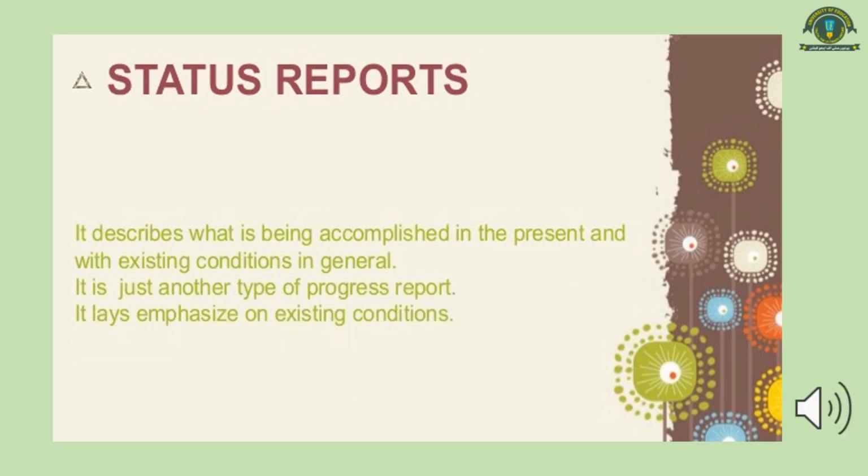Students, the next is status reports. It describes what is being accomplished in the present and with existing conditions in general. It is just another type of progress report. It lays emphasis on existing conditions. So we can say that status reports give a summarized overview of the whole project, and along with this present conditions are described in detail, and work completed and remaining. All this is explained in status reports, and finally they give the final recommendations.